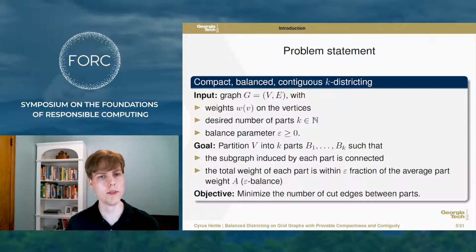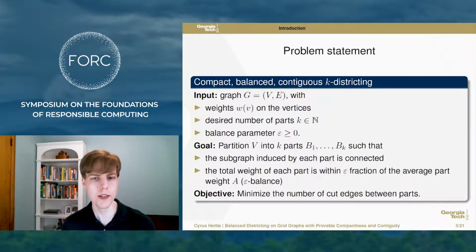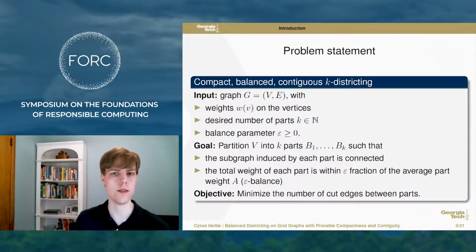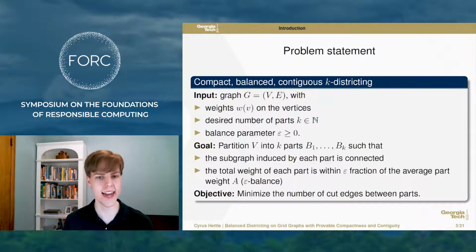So here's our problem statement. As input, we are given a graph on vertex set V with edge set E. We have non-negative weights on the vertices. We have some desired number of parts K, and we have some non-negative balance parameter epsilon. Our goal is to partition the vertex set into exactly K parts, such that the subgraph induced by each part is connected, contiguity, and the total weight of each part is within epsilon fraction of the average part weight A. This is the epsilon balance condition. And finally, our objective is compactness. We want to minimize the number of cut edges.